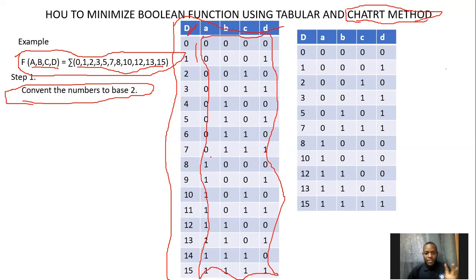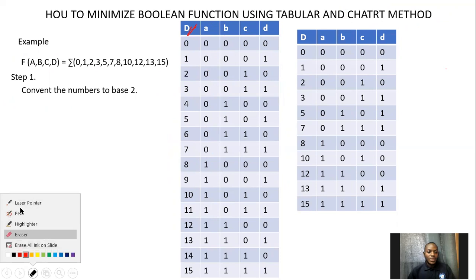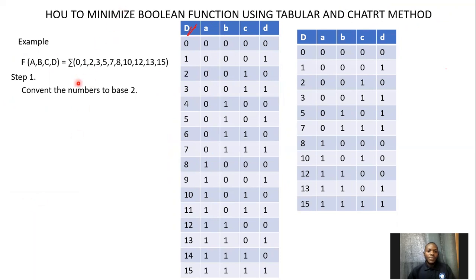So after we have done the conversion to binary, we now have to pick the wanted numbers, which are 0, 1, 2, 3, 5, 7, 12, 13, and 15. We have picked these numbers because they are found in this function, so we need to be dealing with just these numbers.